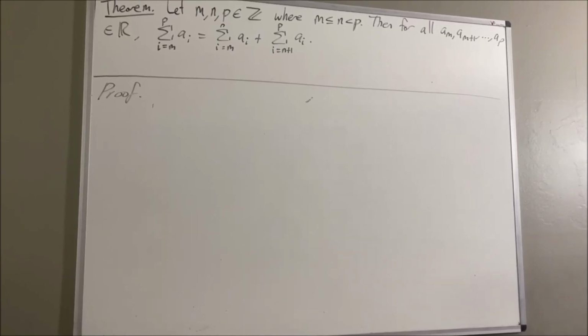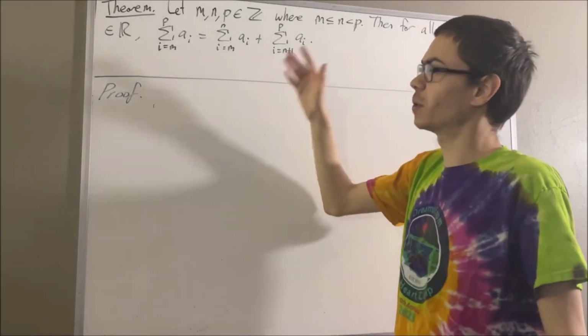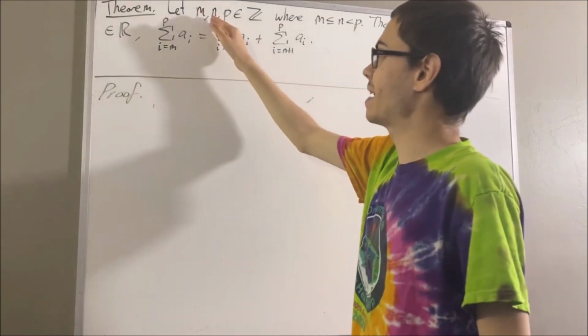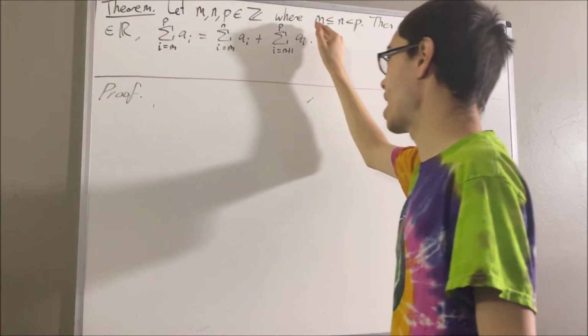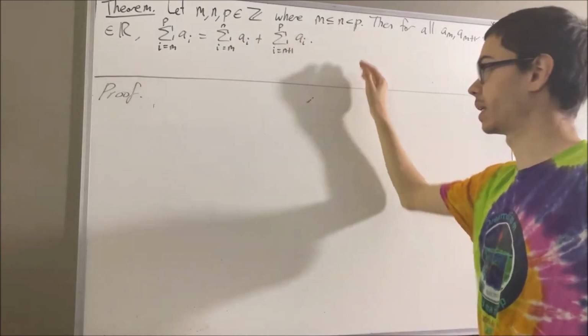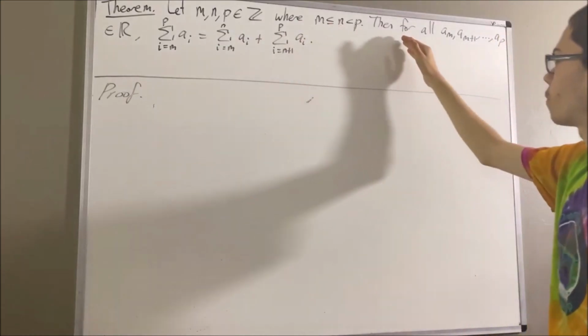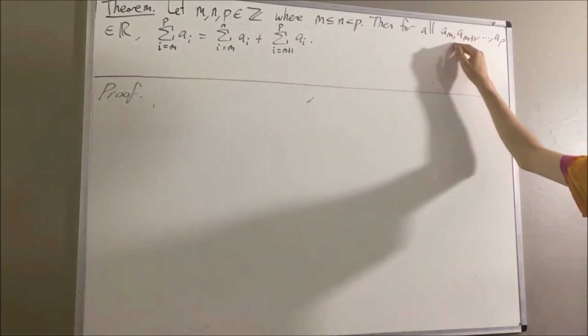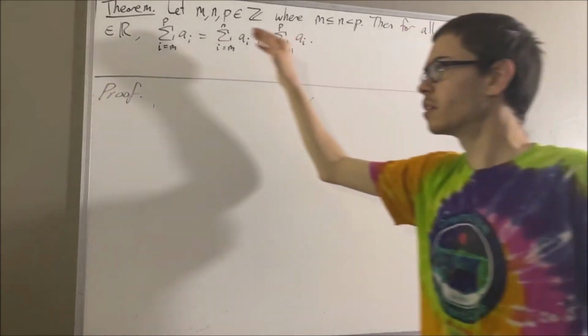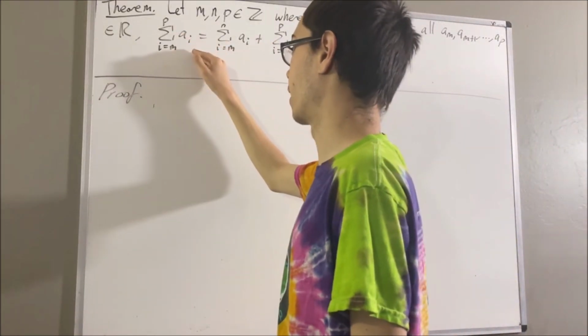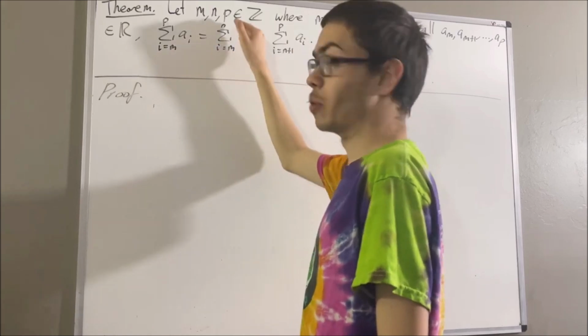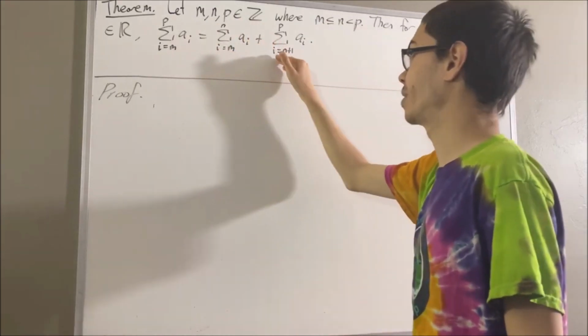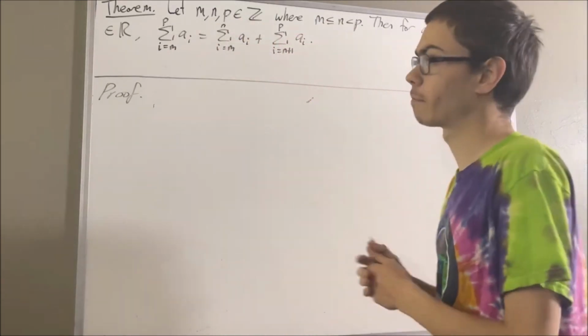Hello! In this video, we are going to prove the following theorem. Let m, n, and p be integers, where m is less than or equal to n, which is less than p. Then, for all lists of real numbers, am through ap, the sum from i equals m to p of ai is equal to the sum from i equals m to n of ai plus the sum from i equals n plus 1 to p of ai.